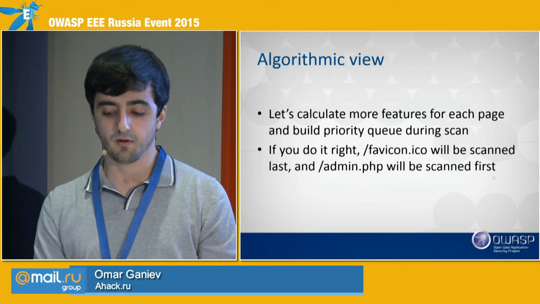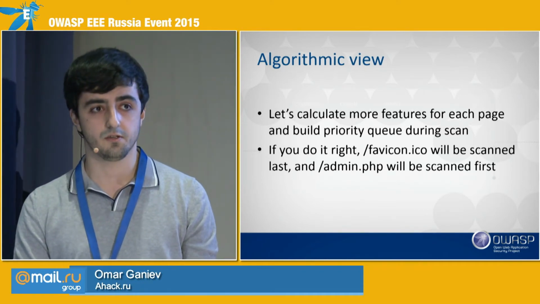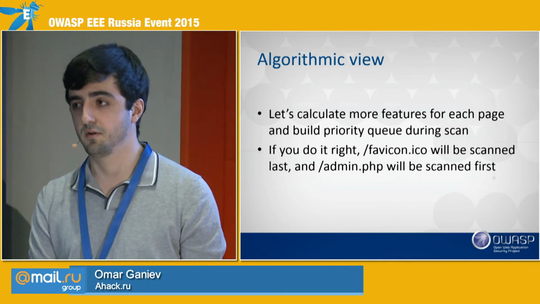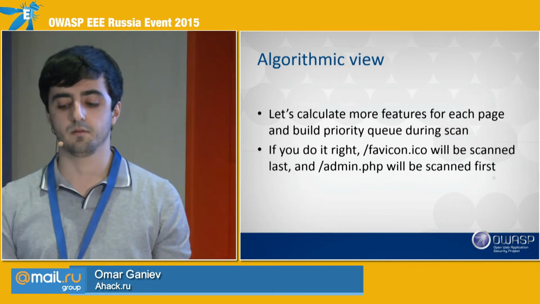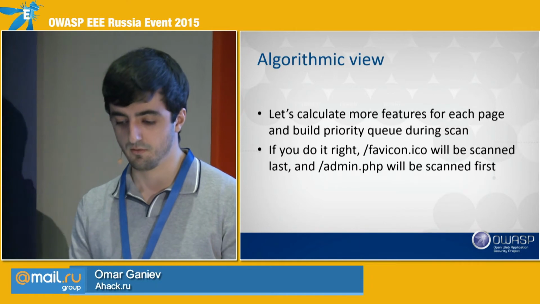We'll calculate the priority of each page and build a priority queue. It's a data structure like a queue, but it is sorted by priority. So when you pop a value from this queue, you get the value with the lowest or highest priority. It's equivalent.